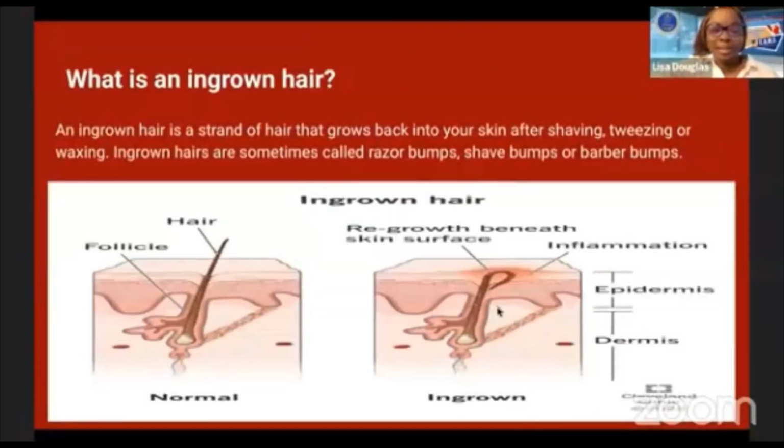An ingrown hair is a strand of hair that grows back into your skin after shaving, tweezing, or even waxing. Ingrown hairs are sometimes called razor bumps, shave bumps, or barber bumps. To the left of my screen is what a normal hair follicle looks like. And when someone has an ingrown hair, you see the hair is curved back into the skin.